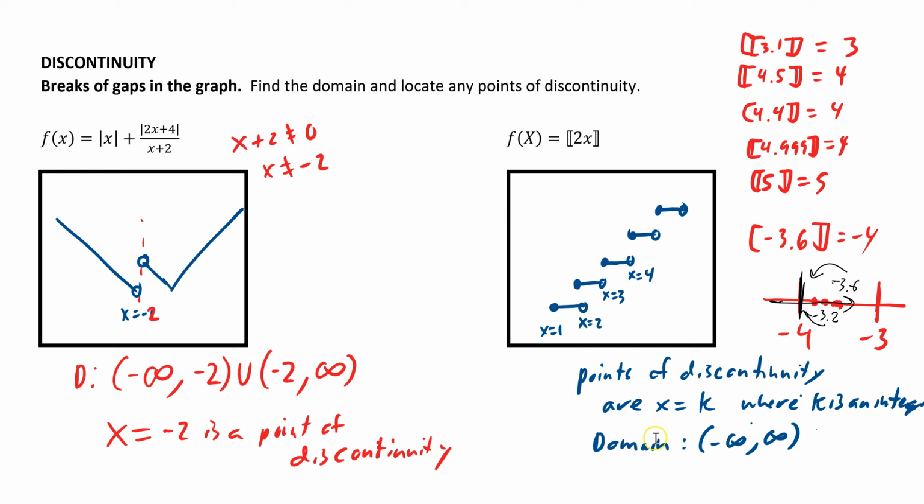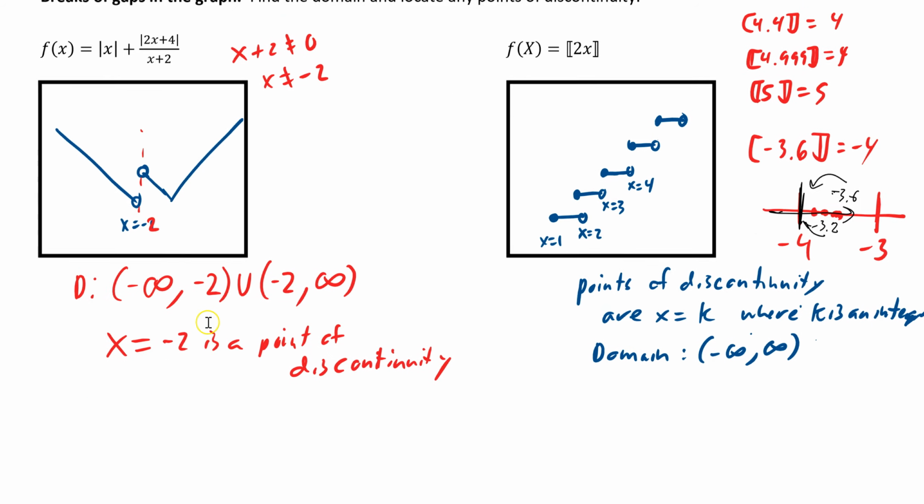So just because it's a point of discontinuity does not mean it's eliminated from the domain. Okay? So you have to be very careful on those two. If it's not in the domain, yeah, it's discontinuous. But discontinuous does not mean it's not in the domain. Okay, a little confusing, but just basically look at the picture and determine its domain and discontinuity.